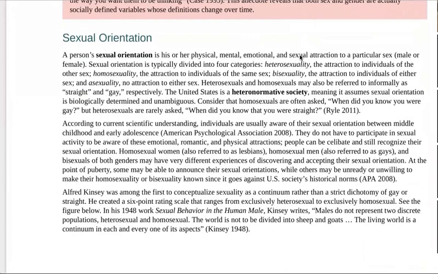Okay. What is sexual orientation? You can read the definition on your own. It's just physical, mental, emotional, sexual attraction to a particular sex. Examples of sexual orientation include heterosexuality, homosexuality, bisexuality, and asexuality.